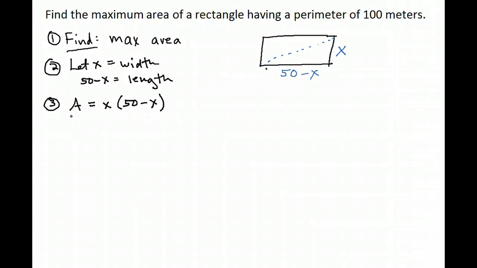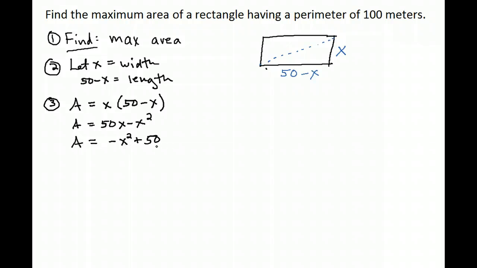I don't know what the area is, I'm just supposed to maximize it. So think of this as being like your y. I've got y equals 50x minus x squared. Now if I rewrite that, I've got negative x squared plus 50x.